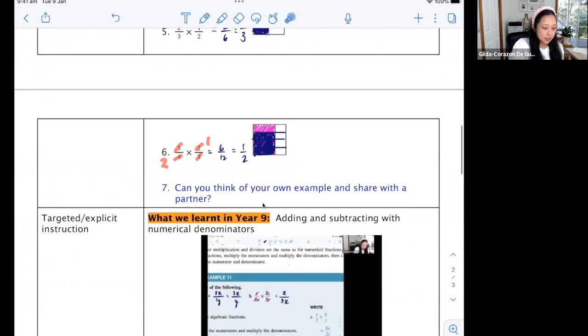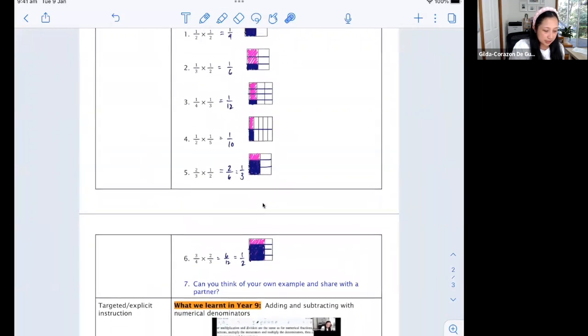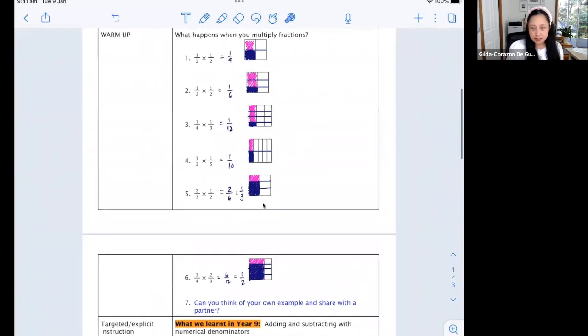Okay, so I want you to think about another example. So come up with your own example, and then maybe ask your partner to answer that for you.